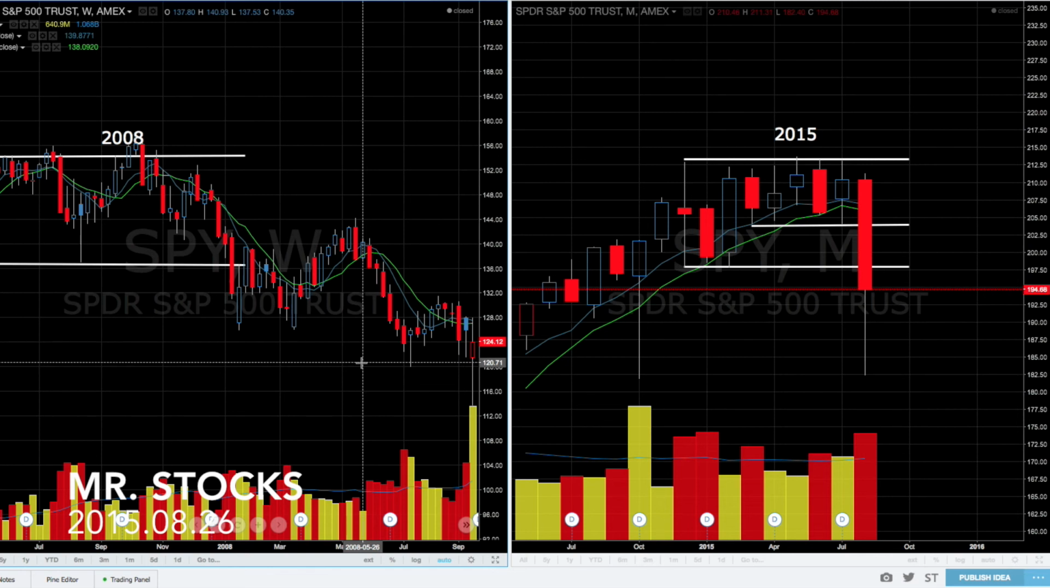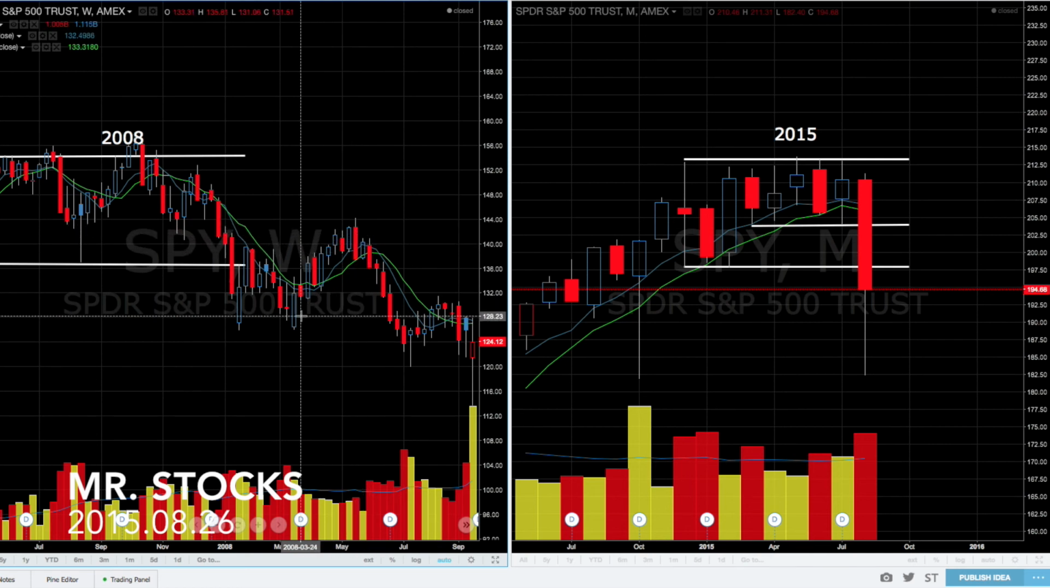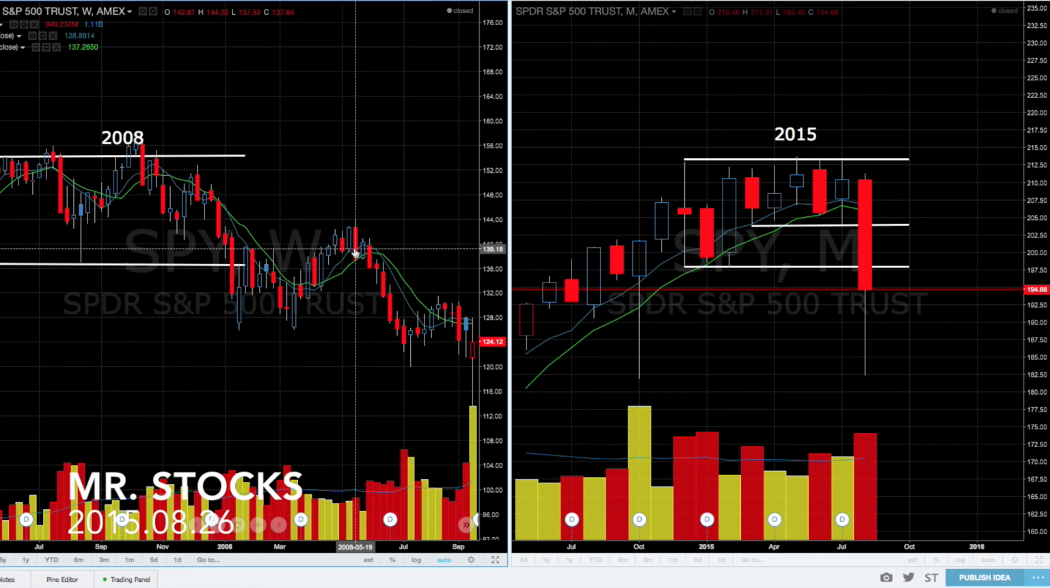The one candle that sticks out to me is this candle here, which is a bearish engulfing, which signals probably the end of this rally here. This bearish engulfing and this break of the moving average would be the signal to short.